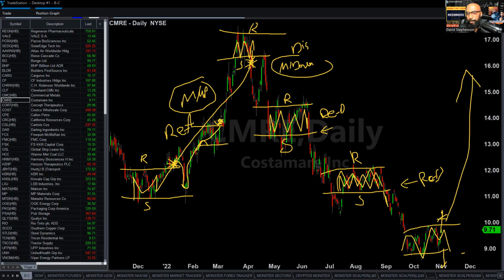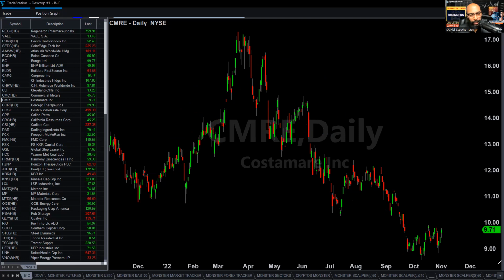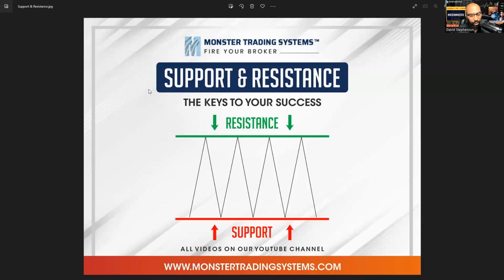So I'm going to have you guys help me go through this. This is how we learn. We're going to start with support and resistance. Make sure you guys have this chart here. These are the keys to your success, so take a picture of it, or take a screenshot of it. So, support and resistance.